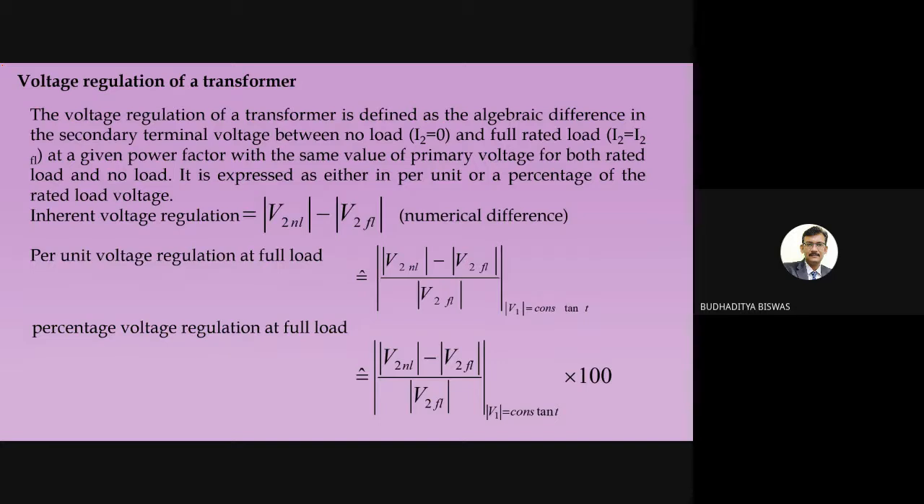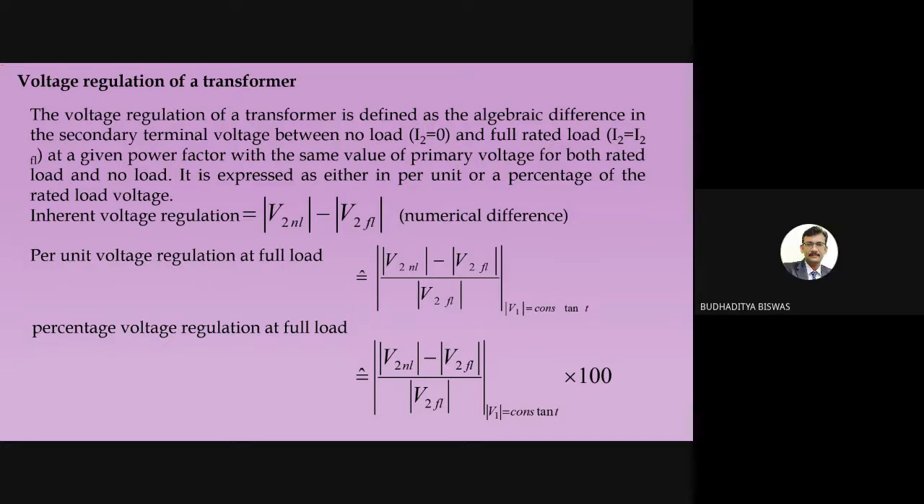Whatever iron loss we observe for 50 hertz excitation, we will not observe the same for 60 hertz excitation. For 60 hertz, the eddy current loss and hysteresis loss will be more. So the iron losses depend upon the frequency, and the copper losses depend upon the resistance of the winding as well as the current.